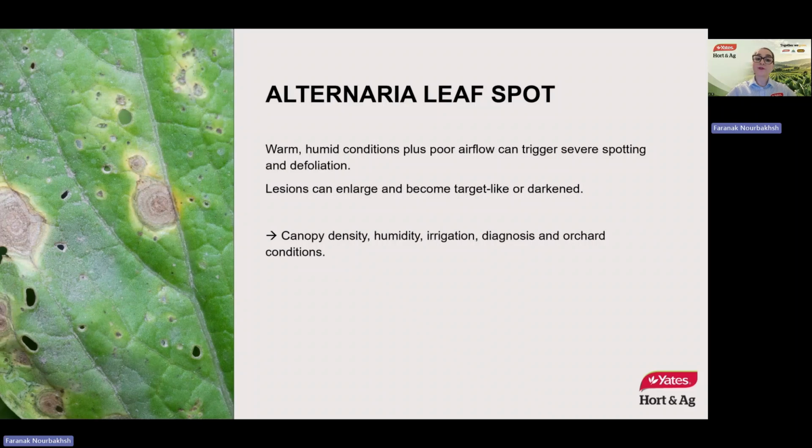Alternaria leaf spot prefers warm, humid conditions, and when the airflow is very poor, that can trigger severe spotting and defoliation. Lesions that you can see in this photo can even get larger and become darker and cover the whole leaves, affecting photosynthesis, yield, and crop quality. What we need to do is consider canopy density, humidity, irrigation, correct diagnosis in a timely manner, and orchard conditions.